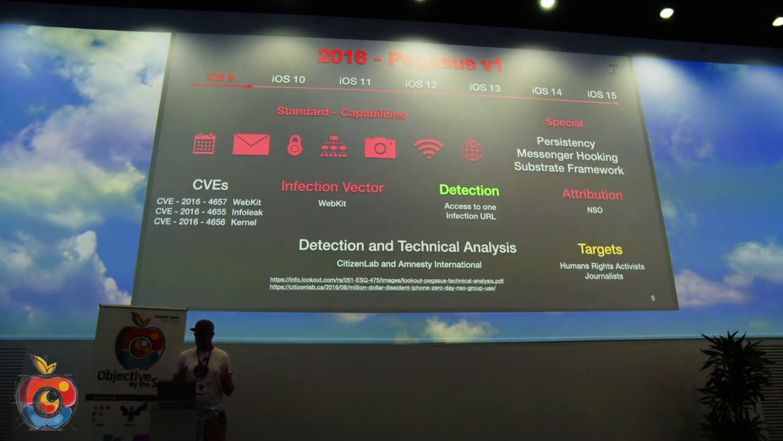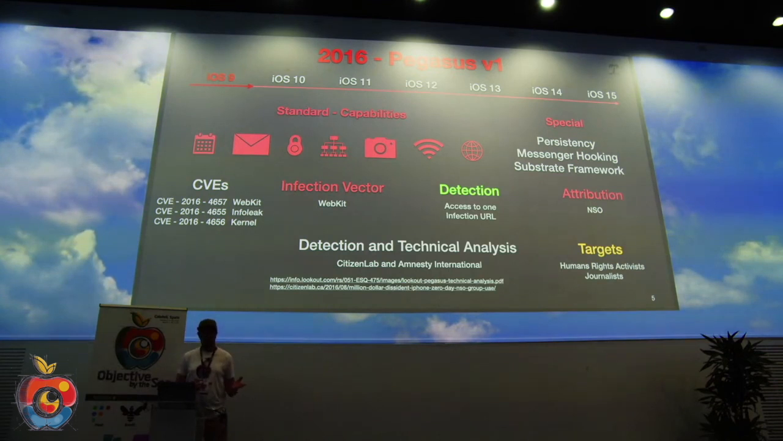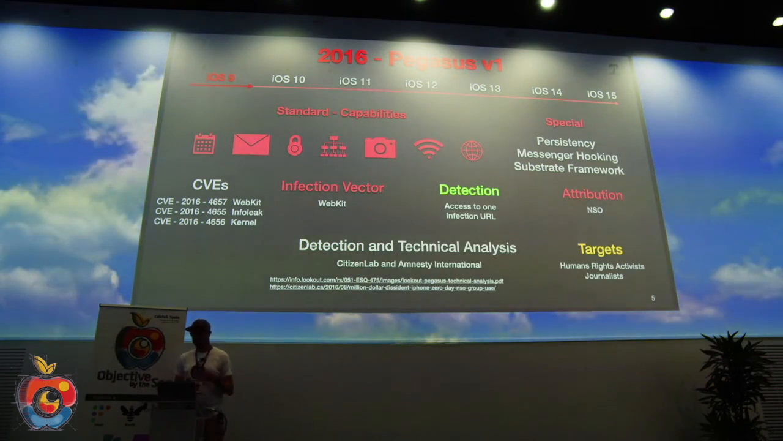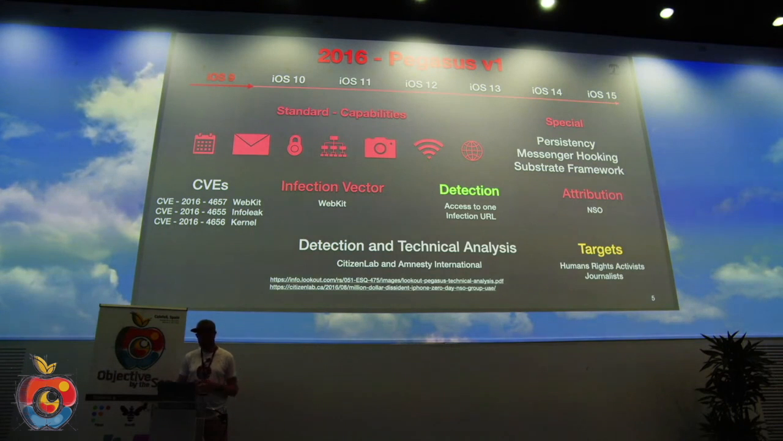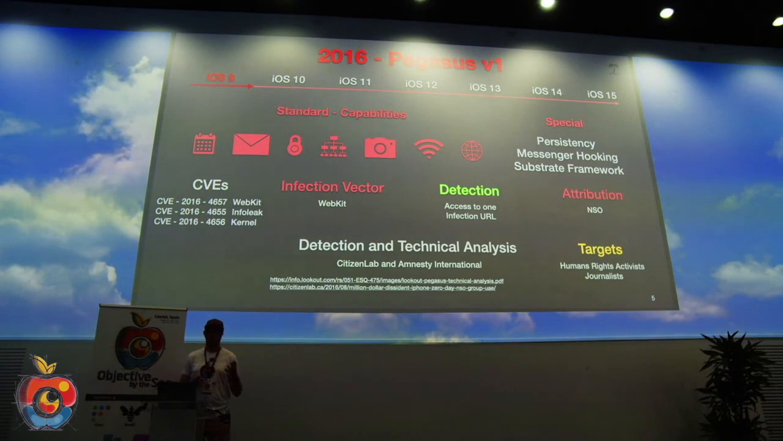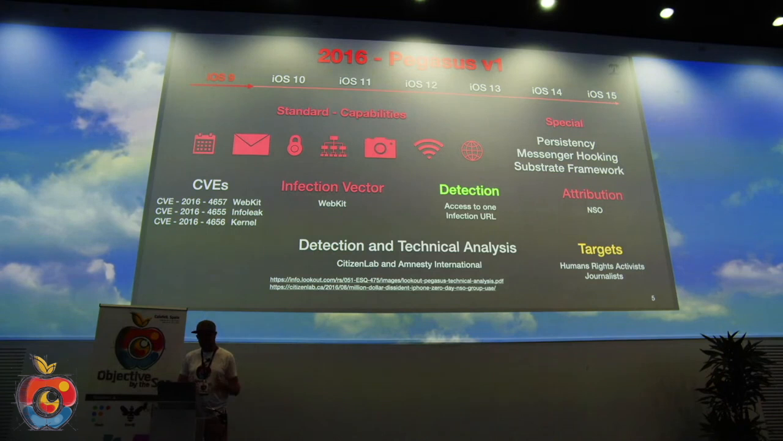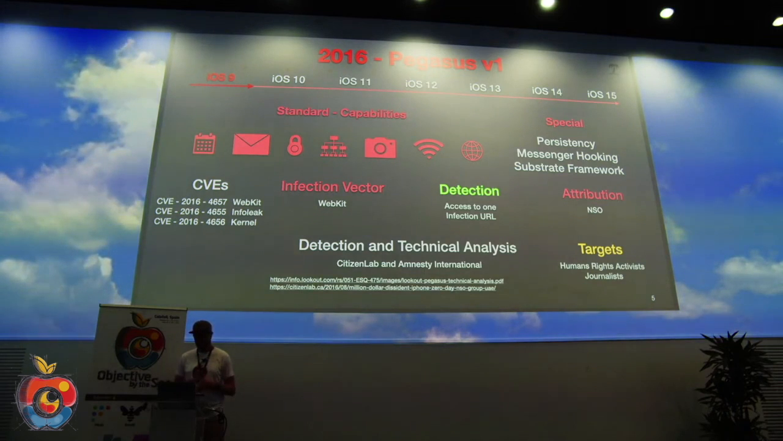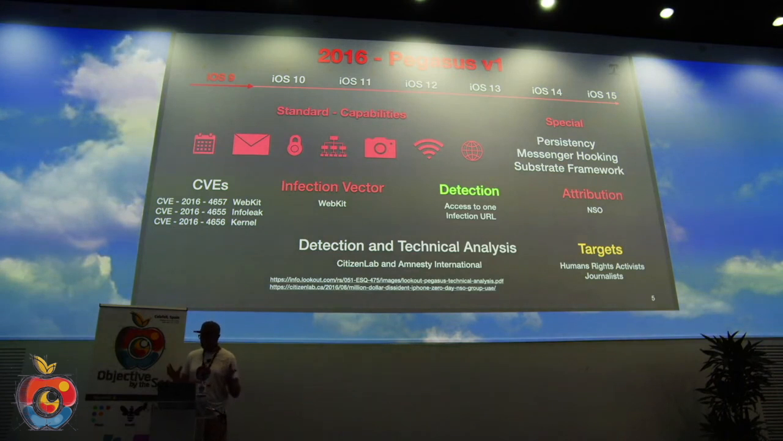It had some special features, like persistency. So if you rebooted the device, the malware was still there. It implemented a framework for messenger hooking, and it used a lot of techniques that we found in jailbreaks at the time of the development. It was only valid until iOS 9, until it was found. That's basically one of the first examples of malware that we have seen being deployed via one click.